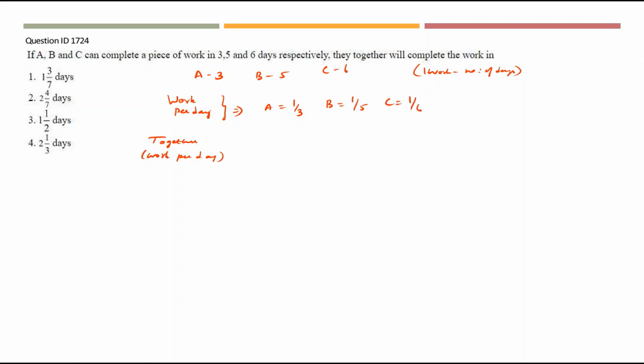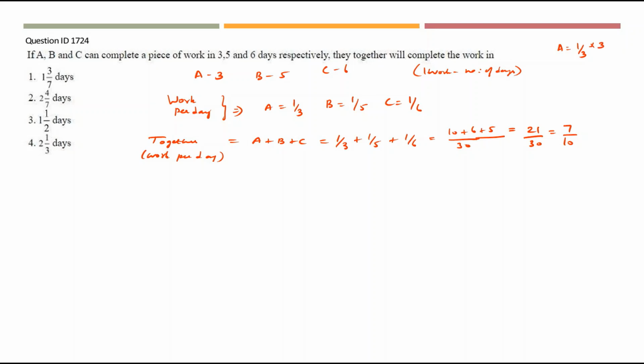Working together, we have A plus B plus C, which is equal to 1 by 3 plus 1 by 5 plus 1 by 6. If you take the LCM of 3, 5 and 6, you will have 30. So this is 3 into 10, 30, 5 into 6 and 6 into 5. You will have 21 by 30. This is 7 into 3 and 10 into 3. So 7 by 10.